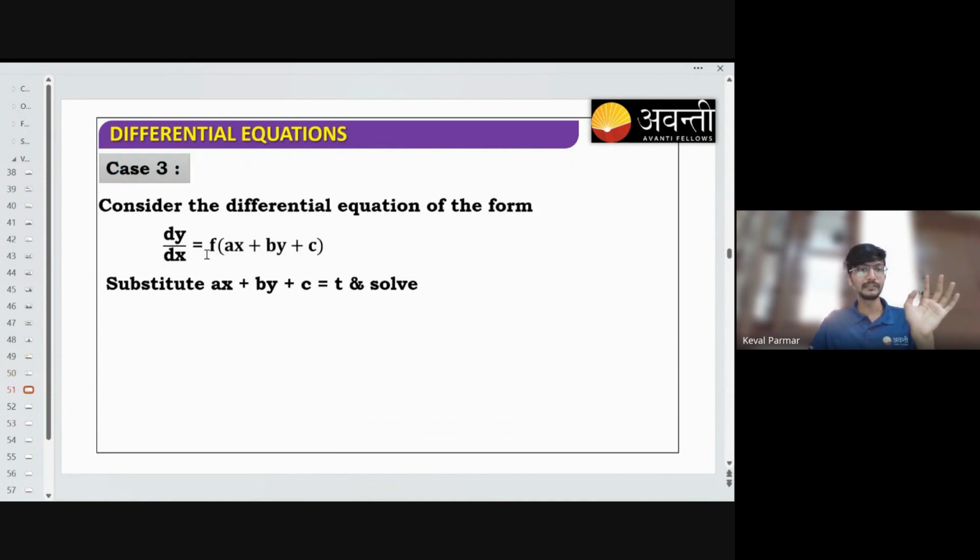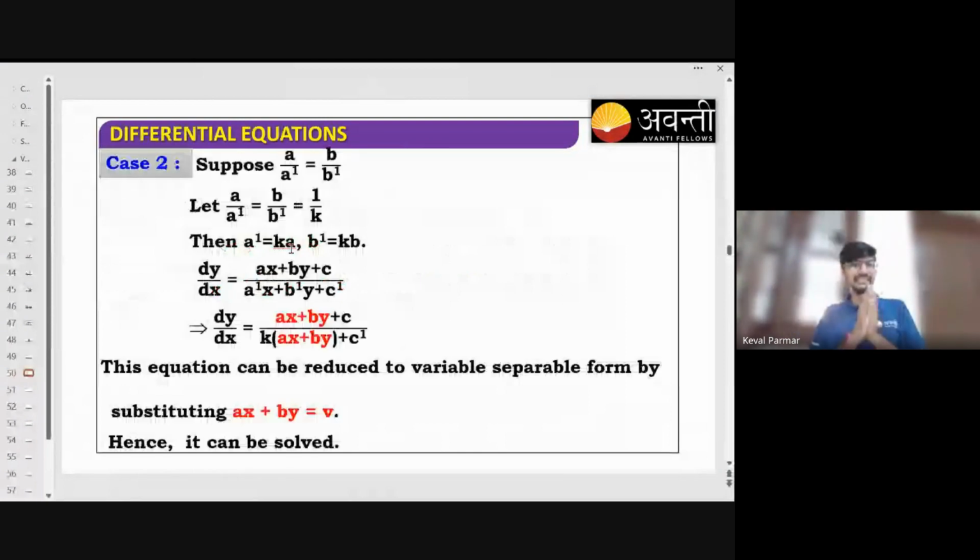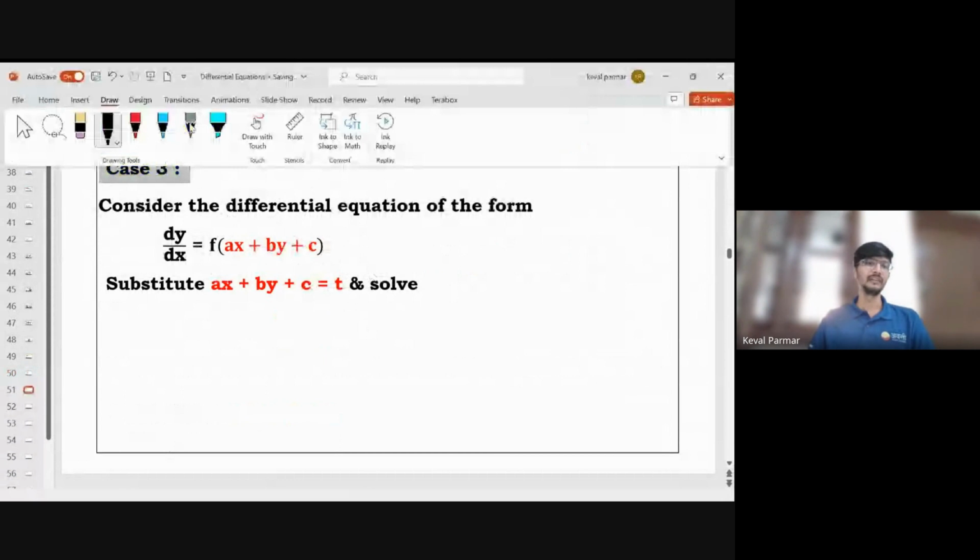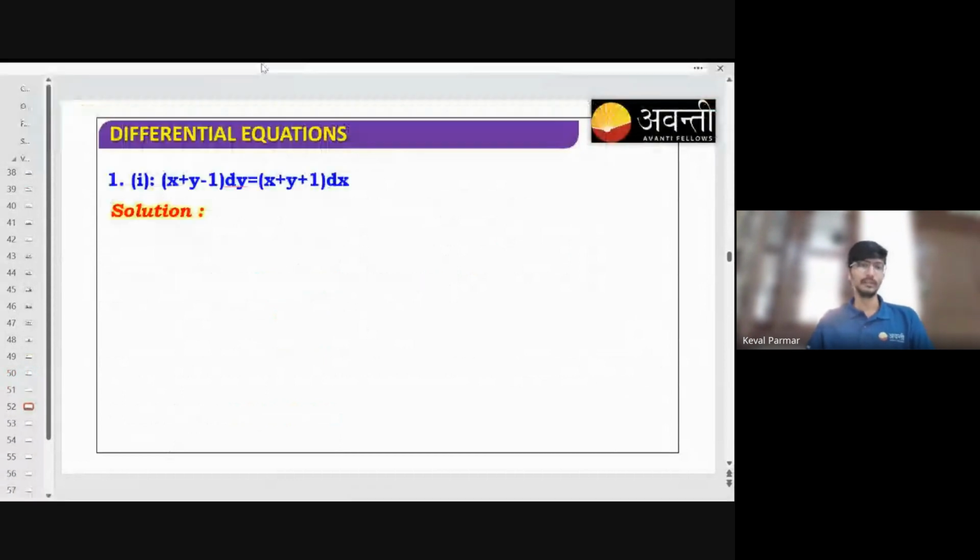And case 3 is, consider this. Dy by dx is a function of some linear. It is a function of some linear. So what to do? Same. Substitute the linear as t. So case 2 and case 3 are not very different. It is just that in case 2 we have a fraction, and there is a linear part same in numerator and denominator. And here we only have a linear. So it will be more clear from the questions. Let's look at the questions here.